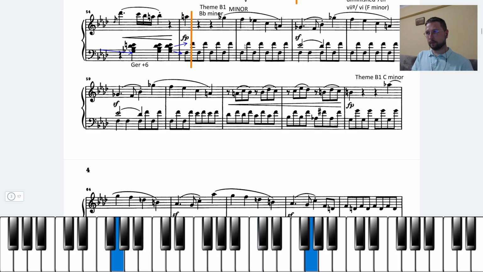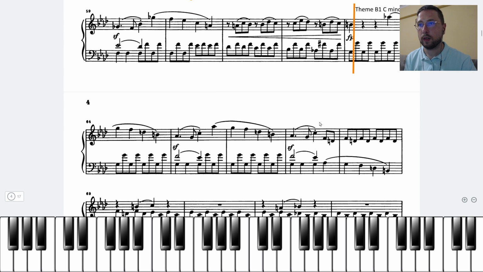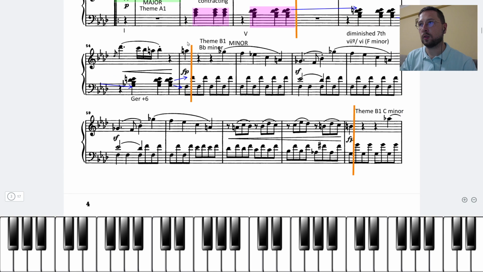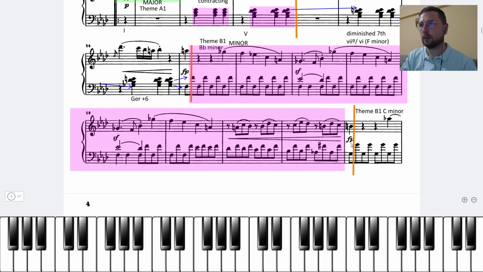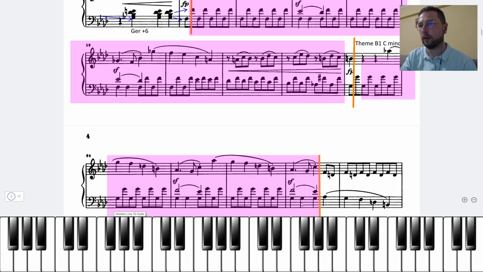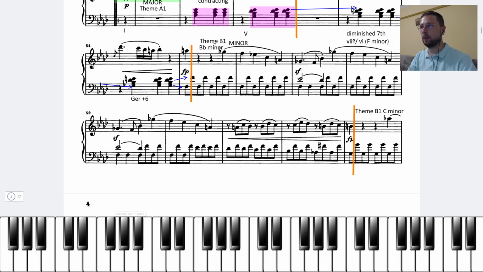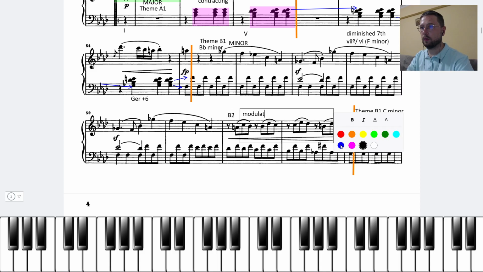Now C minor. Right, so Beethoven took us from one place to another, and he did literally what looks like a sequence, right? All of this music that's presented here, Beethoven just copied and pasted a step higher. If you look closer, you'll see that B1 is there, but also B2, and B2 is really used to modulate.